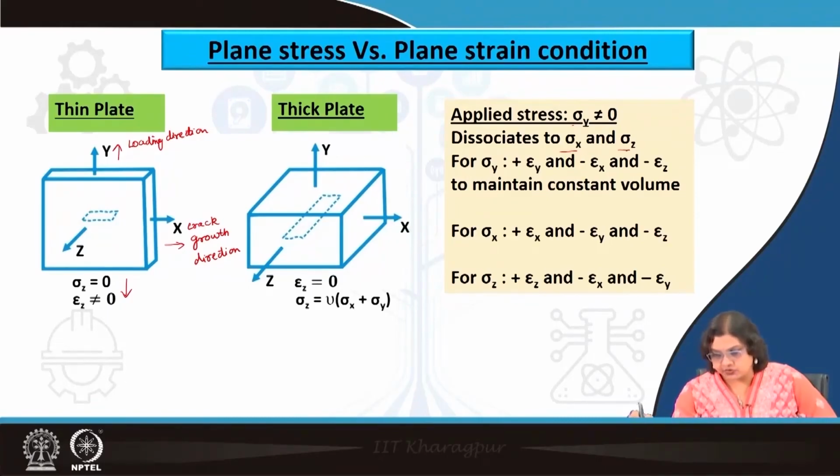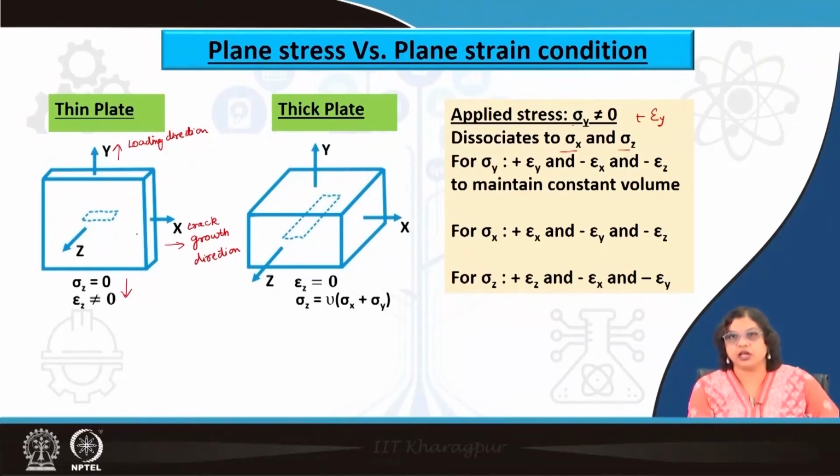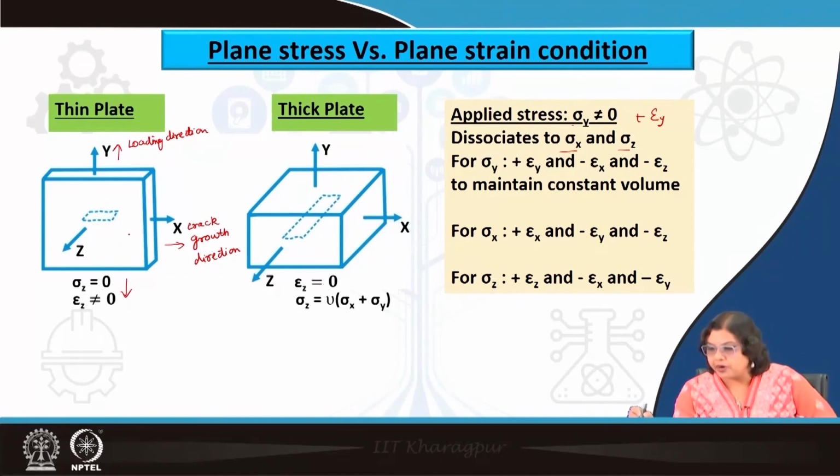And for each of these stress values, we are getting the corresponding strain values also. Since we are applying the stress along the y direction, there will be a positive epsilon y. Strain along the x direction will be counterbalanced by the growth of the crack, but the strain along the z direction is the critical one. But for each condition, we are getting the strain also, which is getting dissociated in the perpendicular direction. If we are getting a positive strain along the y direction, then there will be a negative counterpart of strain along the x and z direction to conserve the volume, to maintain the constant volume condition.